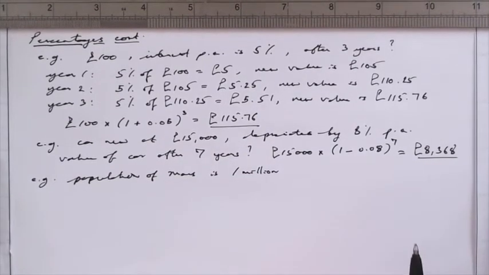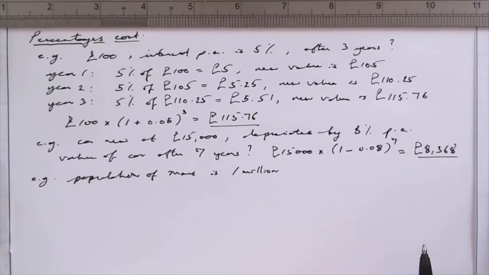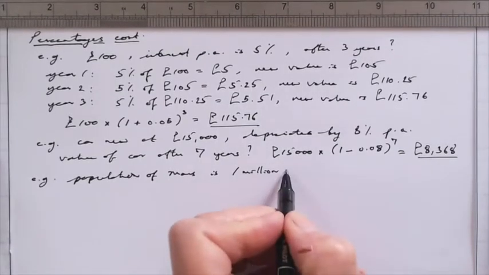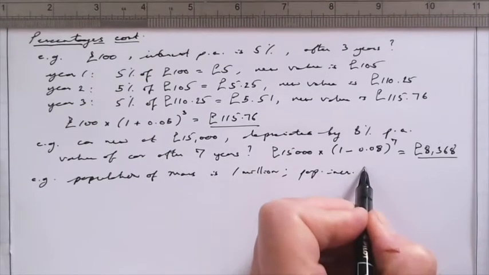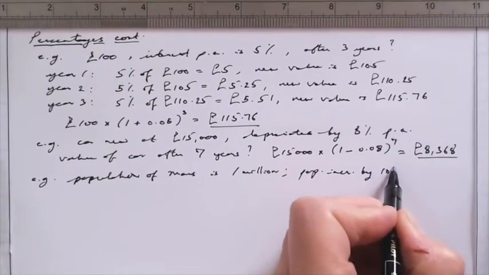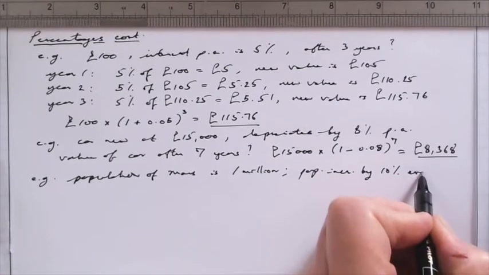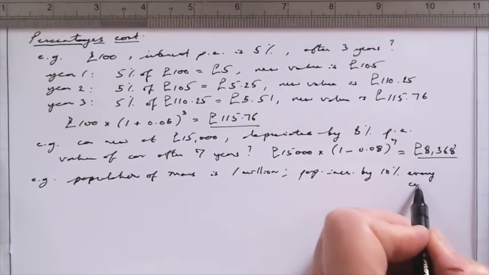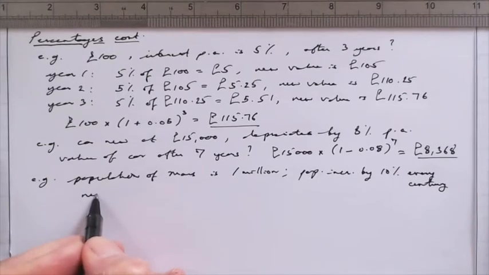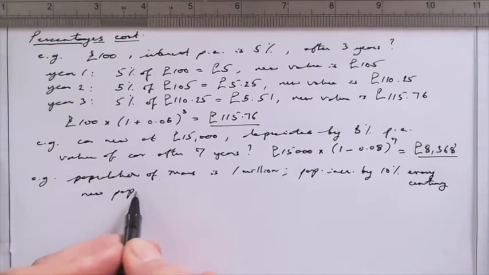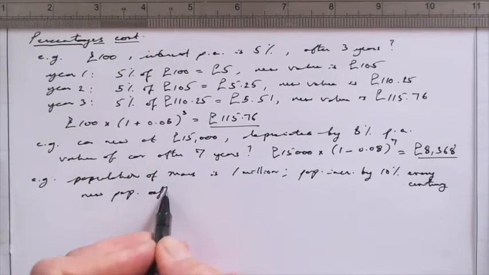And let's say that, let's be optimistic, let's say their population increases by 10% every century. Okay, so in this case it's a century that is the unit of time, not 1 year, and we want to know the new population after 1,000 years.